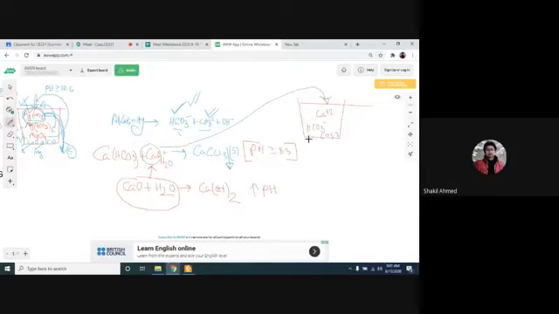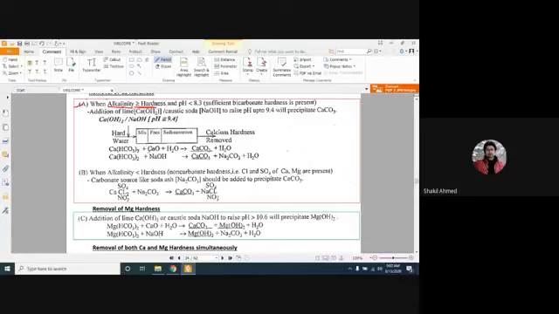When you have added this lime, it will increase the pH. When it goes greater than 8.3, the pH is increased to 8.3. Then this calcium bicarbonate reacts with calcium oxide, the lime, to give you calcium carbonate. Okay, this is a mistake, it will be this, correct this. So calcium bicarbonate, you add calcium oxide, it will give you calcium carbonate plus water.